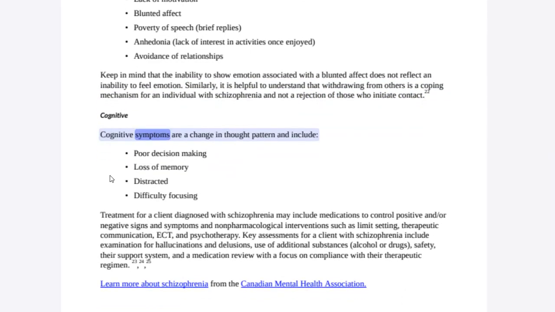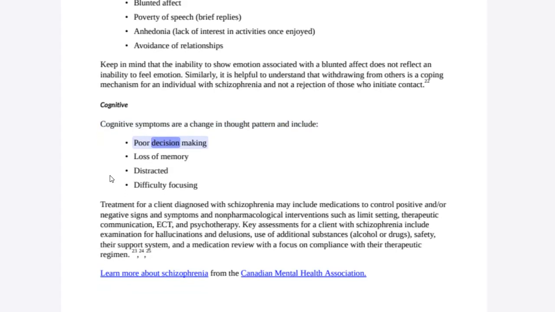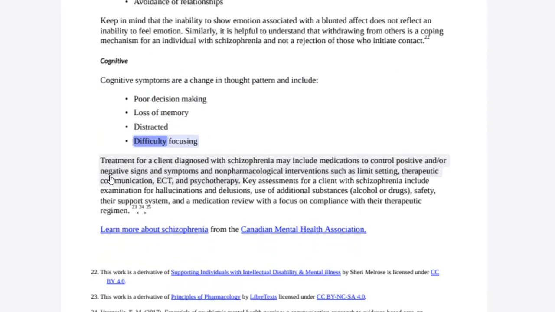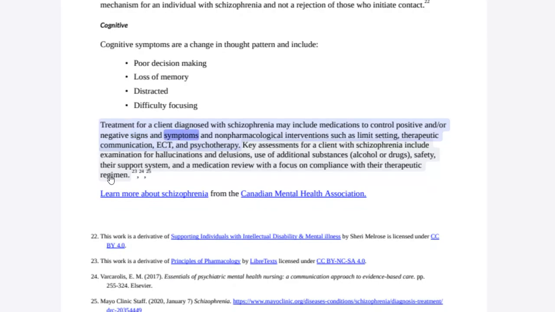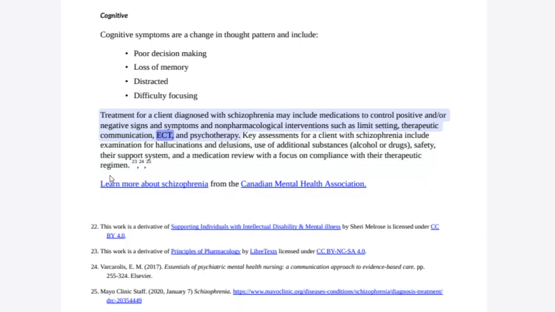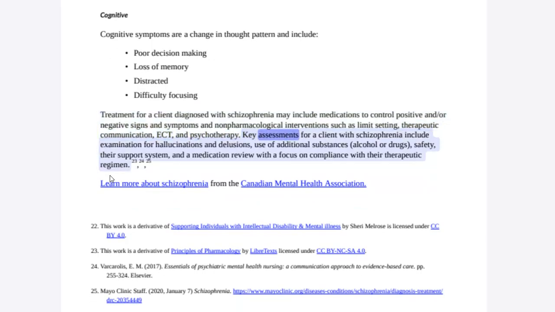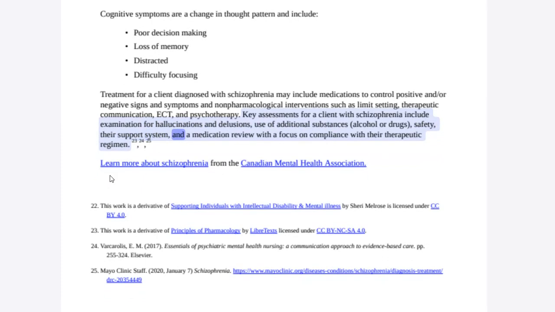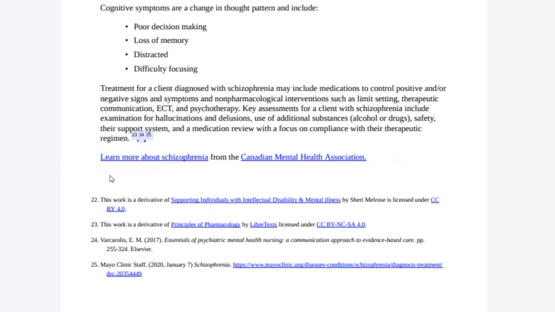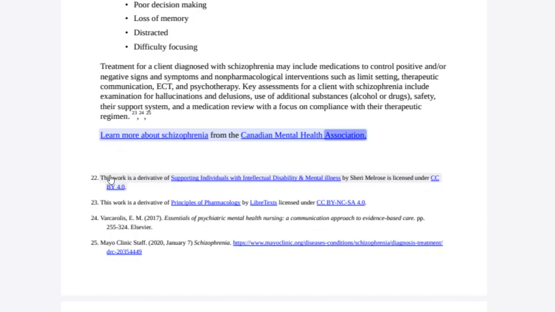Cognitive. Cognitive symptoms are a change in thought pattern and include poor decision-making, loss of memory, distraction, and difficulty focusing. Treatment for a client diagnosed with schizophrenia may include medications to control positive and/or negative signs and symptoms and non-pharmacological interventions such as limit setting, therapeutic communication, ECT, and psychotherapy. Key assessments for a client with schizophrenia include examination for hallucinations and delusions, use of additional substances, safety, their support system, and a medication review with a focus on compliance with their therapeutic regimen. Learn more about schizophrenia from the Canadian Mental Health Association.